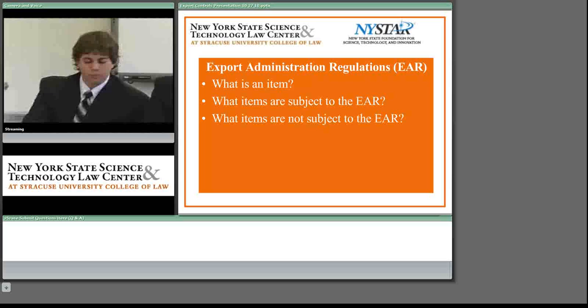The next question is, what items are subject to the EAR? So the EAR covers all dual-use items. Those are items that are fit for military purposes if they are slightly modified, but are generally made for commercial purposes. Items that are not subject to the EAR are those items governed by another regulatory agency, items that are publicly available, or items that contain less than a de minimis level of U.S. origin content.